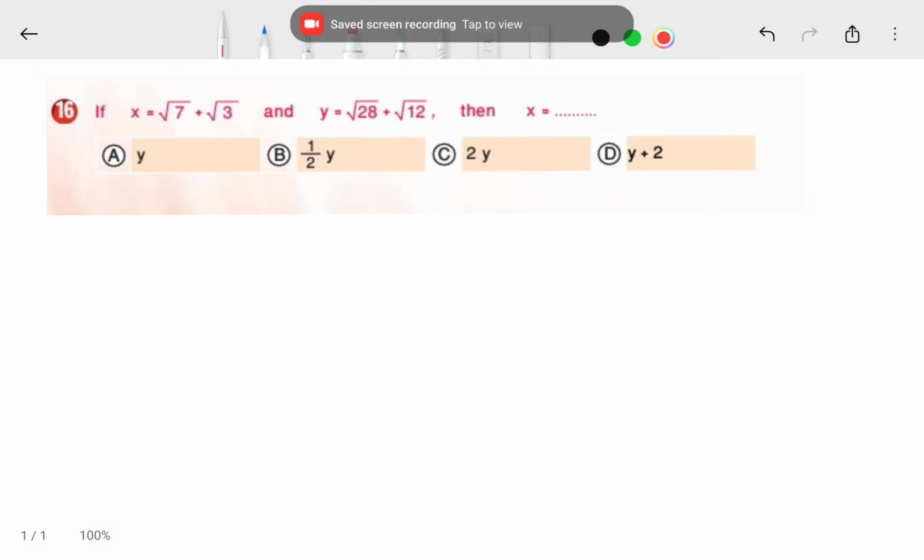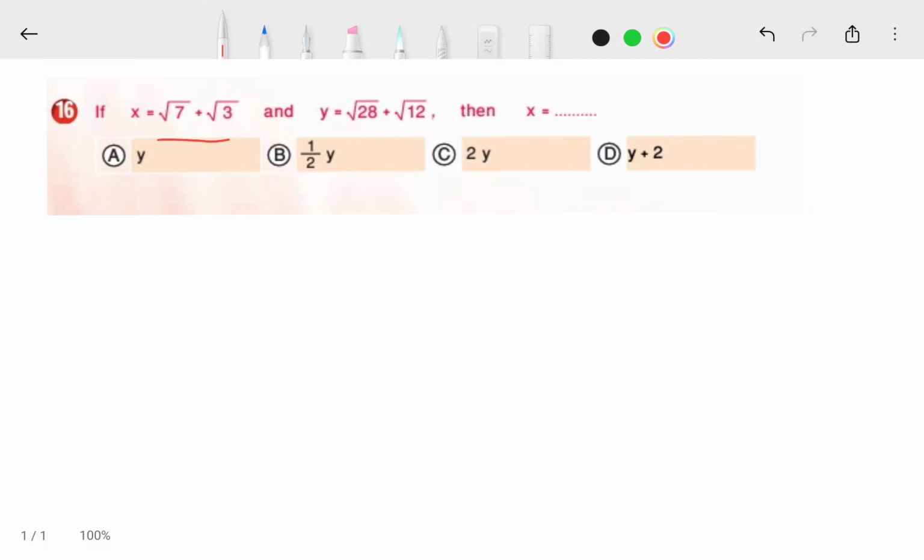Welcome back with another question for the GAT exam. The question is x equals square root 7 plus square root 3 and y equals square root 28 plus square root 12. Then x is what? We have to find the value of x when two equations are given. Okay, two equations are given. I can use the substitution method.